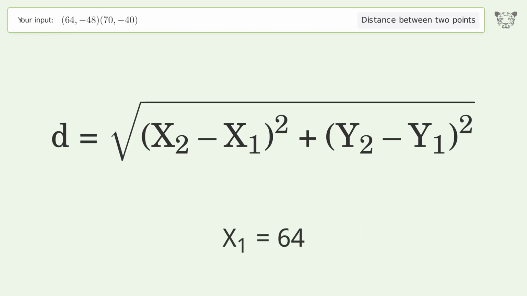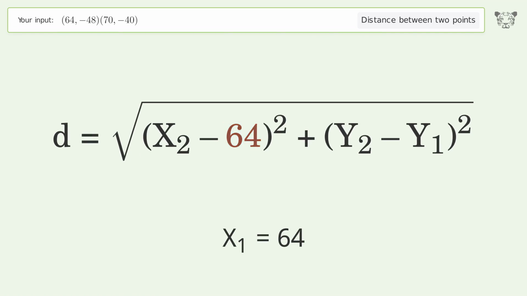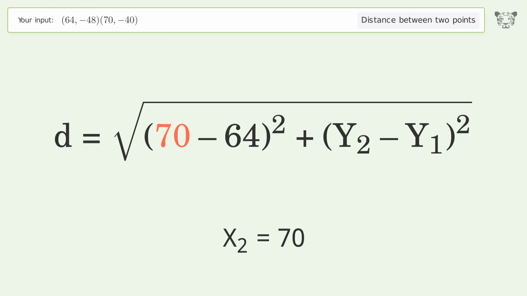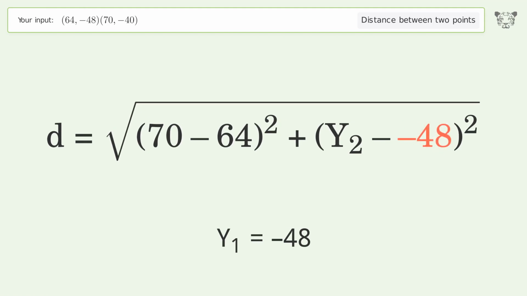x1 equals 64. x2 equals 70. y1 equals negative 48. y2 equals negative 40.